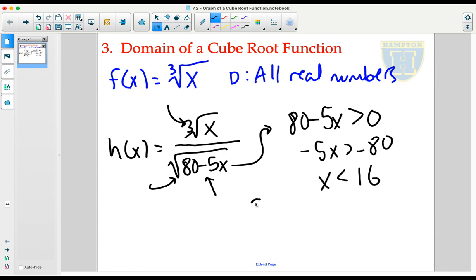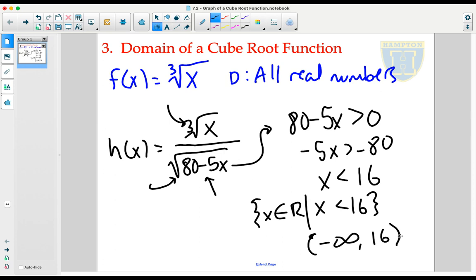Writing out our domain very carefully, we can use our set notation: x is less than 16. Or we can write out our interval notation, knowing that we're less than 16. The cube root had no effect on the domain. It was merely a part of the function. That part of the function contributed all real numbers as possibilities. So we come here with the extra concern of making sure our denominator is both positive and not 0.